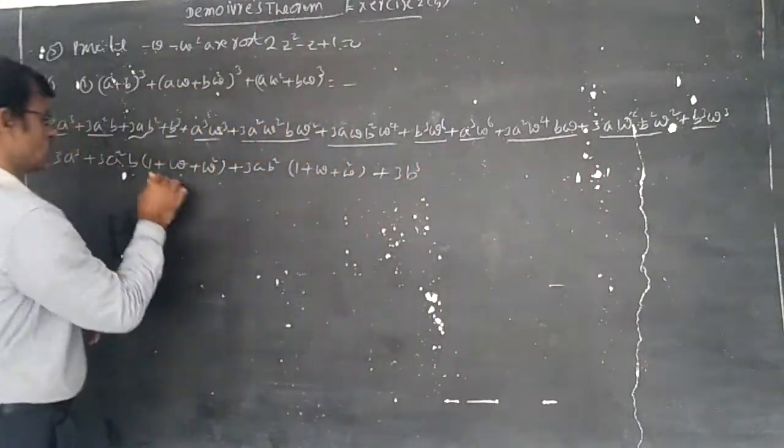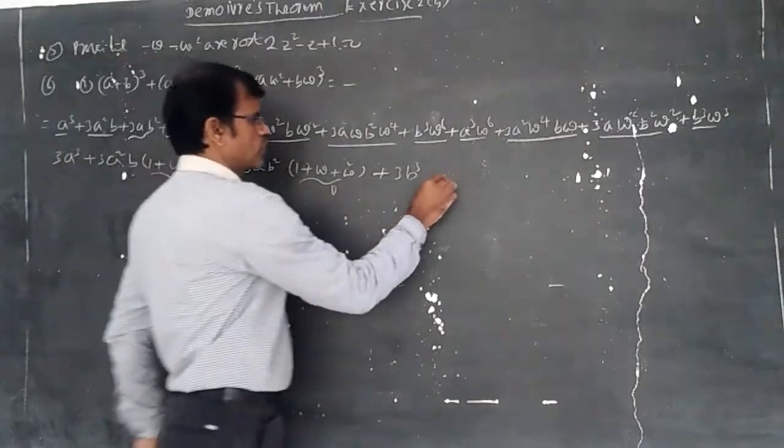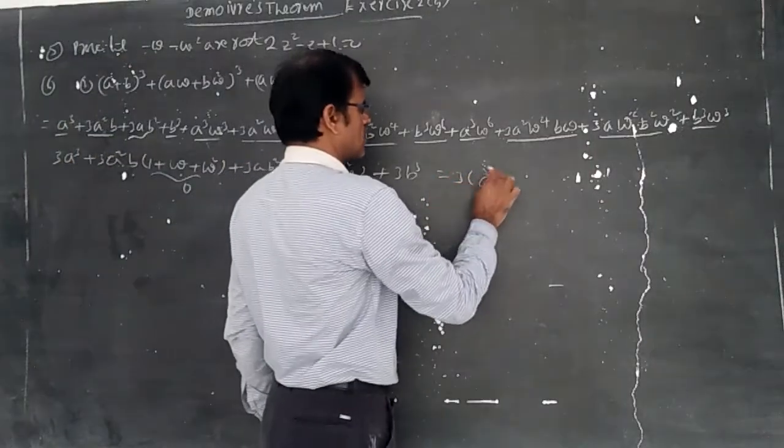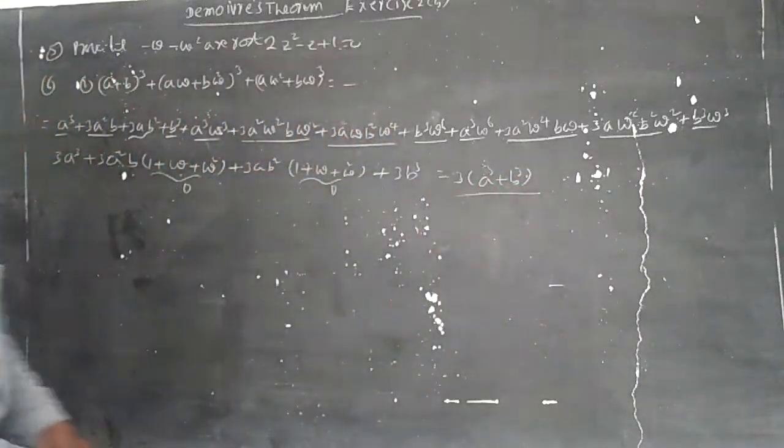Students, you can understand that 1 plus omega plus omega square becomes 0 and this is 0. So 3 taken common, you can write a cube plus b cube. That's all.